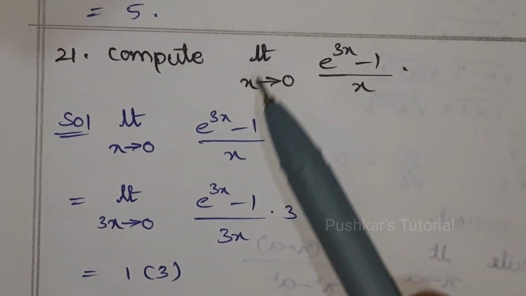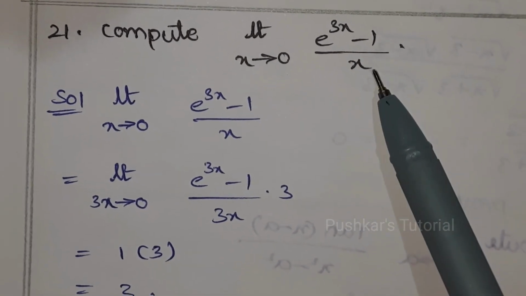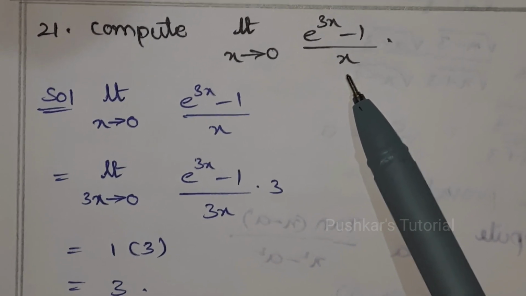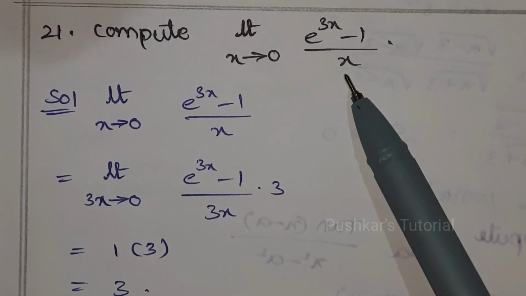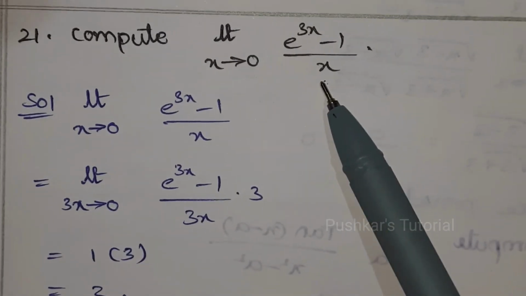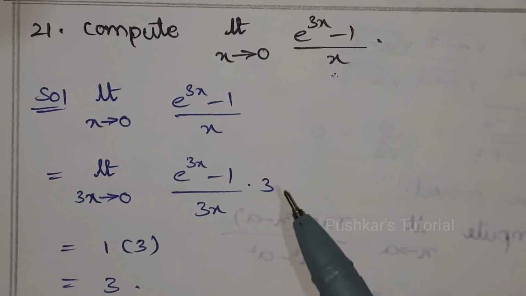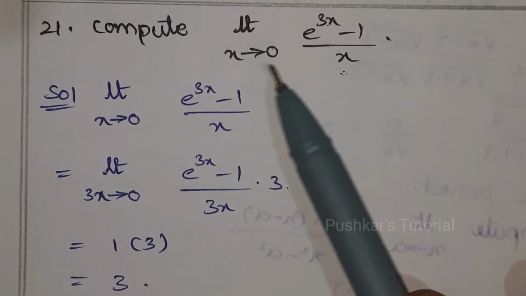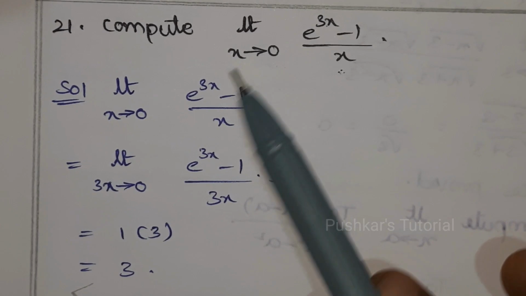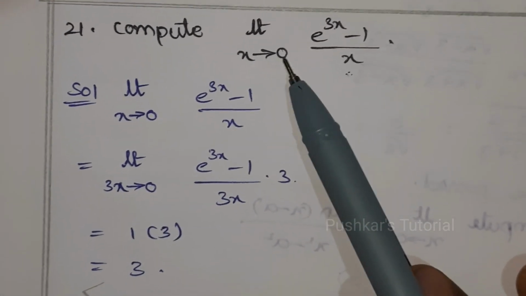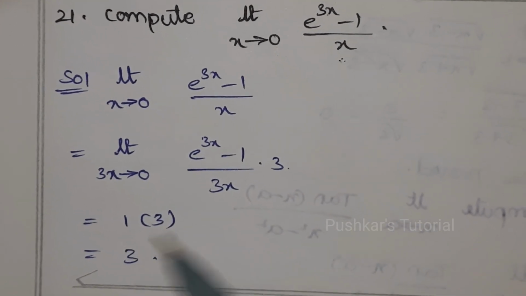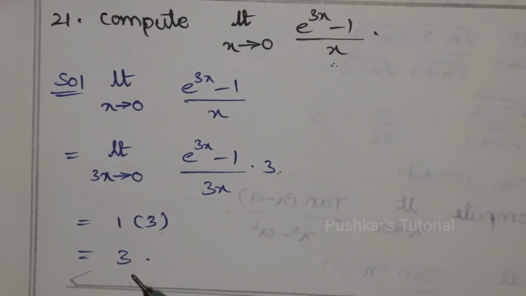Next, compute limit x tends to 0 of (e^(3x) minus 1) by x. Again it looks like the formula (e^x minus 1) by x, but whatever is in the power of e, that should also be in the denominator. So 3x in the denominator should also be 3. The 3 is missing, so multiply and divide by 3, and the limit should also be the same thing. As x tends to 0, 3 into x, that is 3x, tends to 0 into 3, which is 0. So now it is exactly the formula. The answer is 1 and the extra 3, so 3 ones are 3.